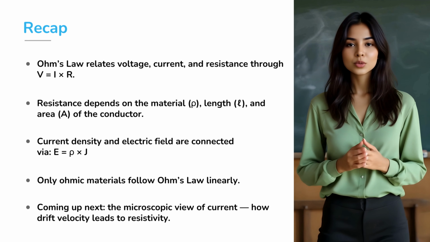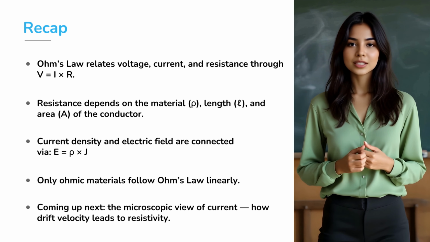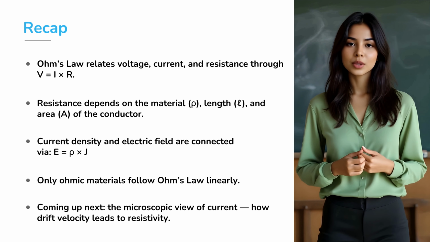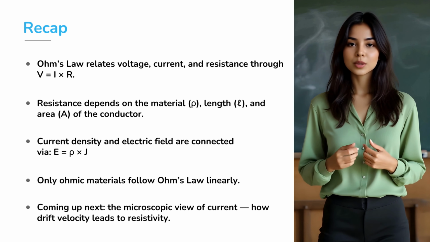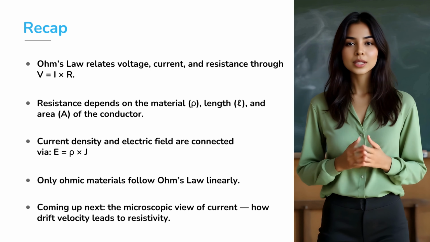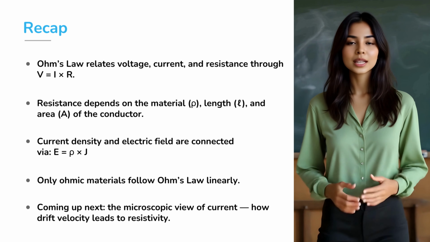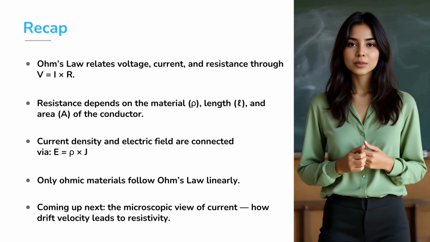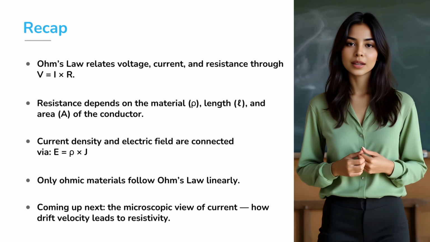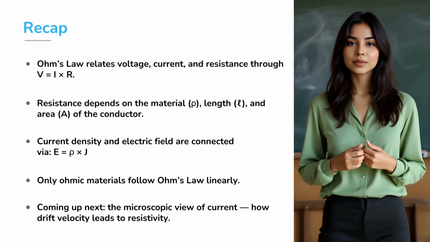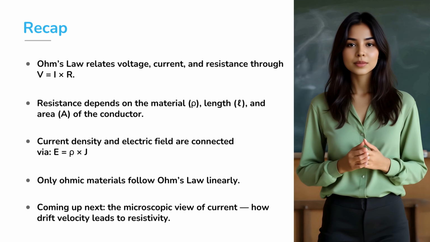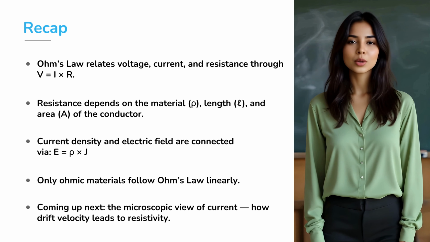Let's quickly summarize what we've learned. Ohm's law says that voltage equals current multiplied by resistance. Spelled out, V equals I times R. Resistance depends on the material, length, and area of the conductor. Spelled out, R equals rho times L divided by A. Current density J and electric field E are related by E equals rho times J, and also J equals sigma times E, where sigma is conductivity. If the voltage-current graph is a straight line, the material is called ohmic. If the graph is curved, the material is non-ohmic.